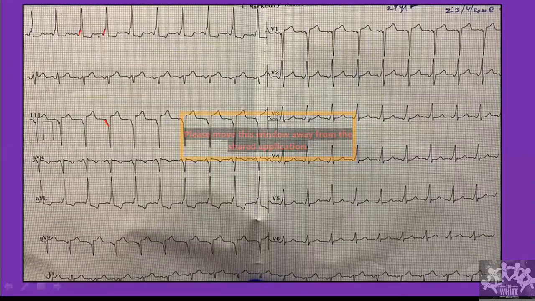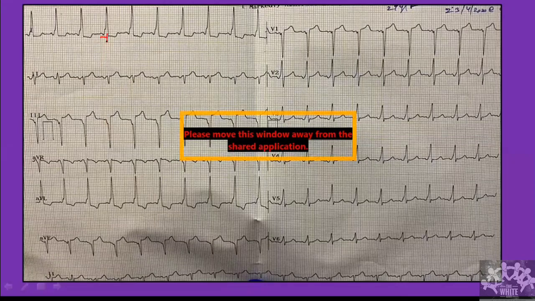Okay. You're seeing a deflection like this here, and then you see a very small P wave. At the end of the P wave itself, it is taking off. That means the PR interval is short. Only one square we have here, but the normal PR interval is 3 to 5 small squares. So that means the PR interval is short.